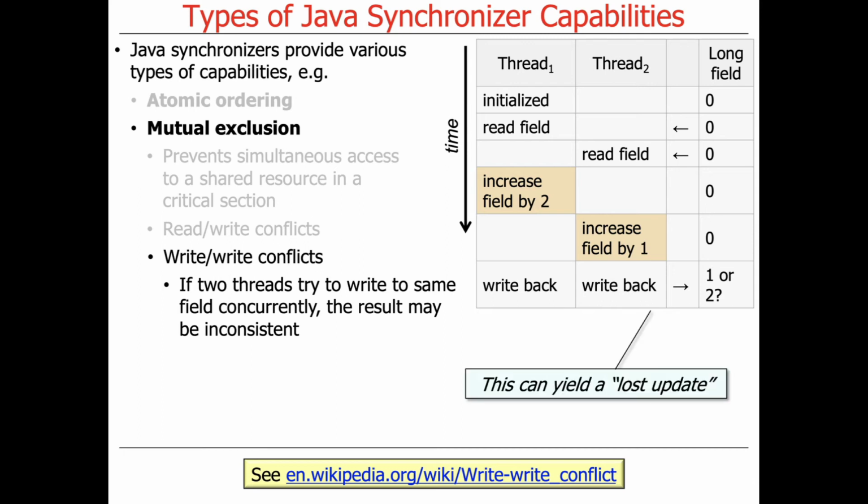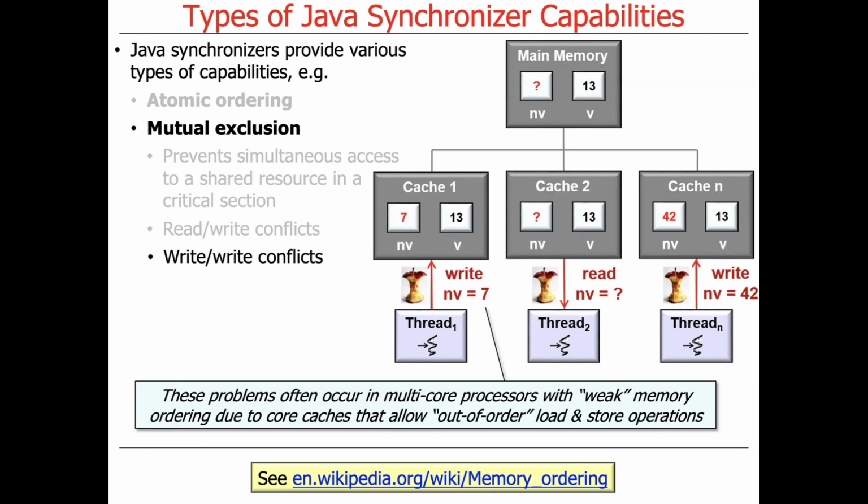This can yield what's known in the art as a lost update problem. So the lost update problem means if this guy writes back 2, but the other guy wrote back 1 later, then the update is lost. These problems used to be largely theoretical back in the day when computers only had one core and one CPU, because there was only ever one thing really going on. There was no caching. With modern multi-core processors, with the weak memory ordering semantics, which Java's memory model supports, you end up with all kinds of weird problems, read-write conflicts, in the absence of synchronizers due to out-of-order load and store operations that the processor is providing.